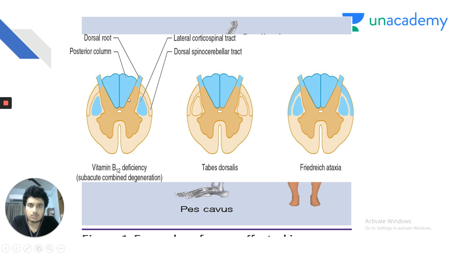So, B12 deficiency causing subacute combined degeneration of the spinal cord, leading to degeneration of the dorsal root, lateral corticospinal, and dorsal spinocerebellar tract, is a very important cause of the degeneration. Another disease involving the three tracts is tabes dorsalis, which is involvement of the spinal cord in syphilis, and Friedreich's ataxia.